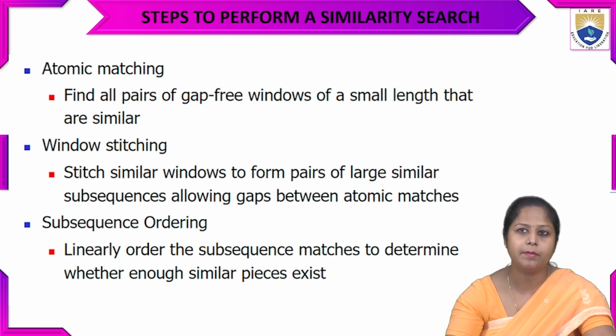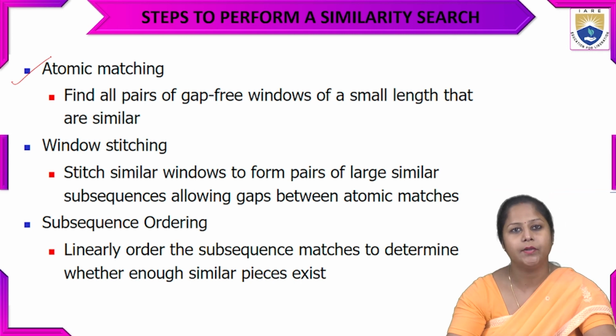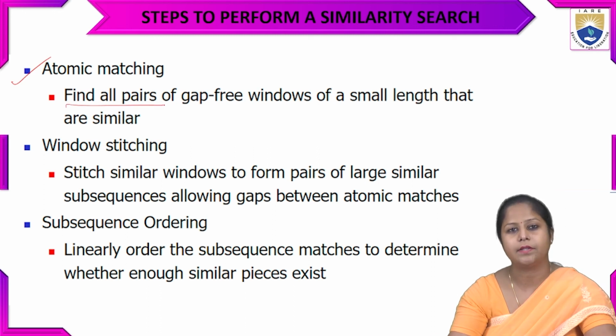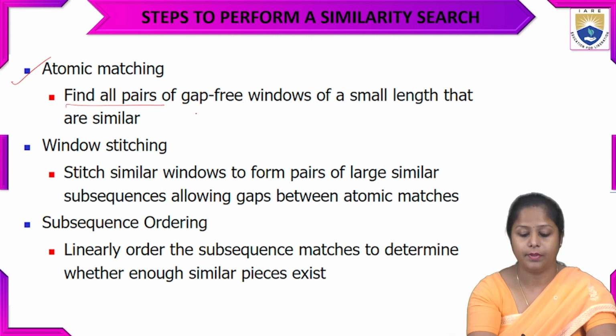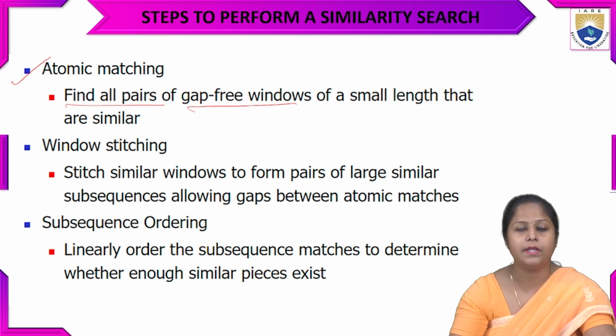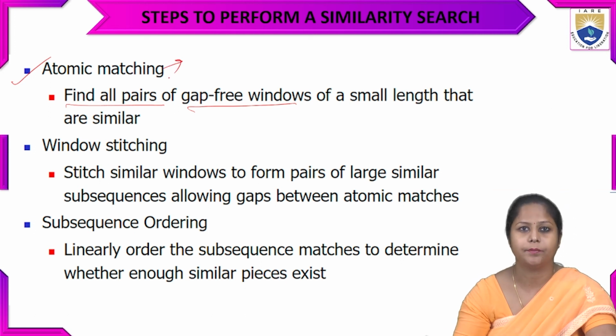Steps to perform a similarity search. The first is atomic matching. In atomic matching, we need to find all pairs of gap-free windows of small length that are very, very similar to each other. So that is the atomic matching we are searching.